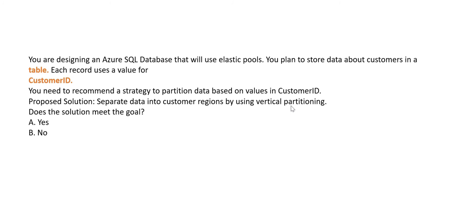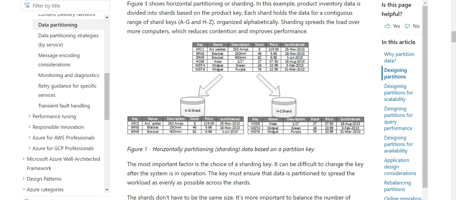Okay, so will it serve the purpose? See here, the proposed solution is saying separate the data into customer regions by using vertical partitioning. So when you are using elastic pools, please remember this: whenever you are building elastic pools and your requirement is, in this case for example, you are just storing customers and identifying them uniquely, it's always better to use horizontal partition because you will have the whole set of records. Like here, you see you have the entire record here. The number of records is split, but the partition, the shard, is holding the entire record.